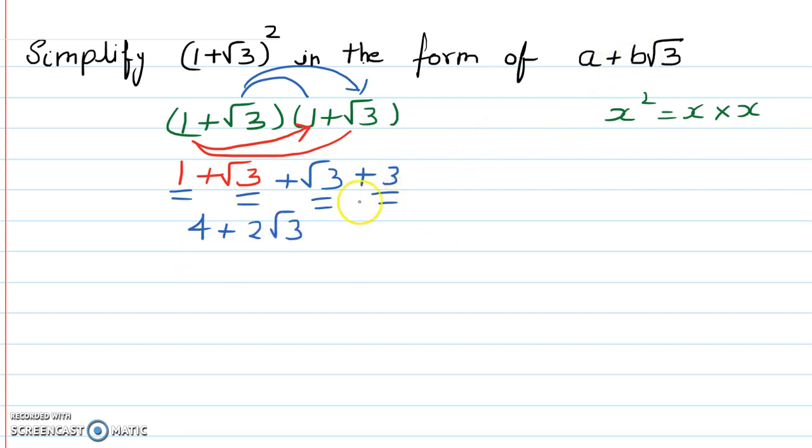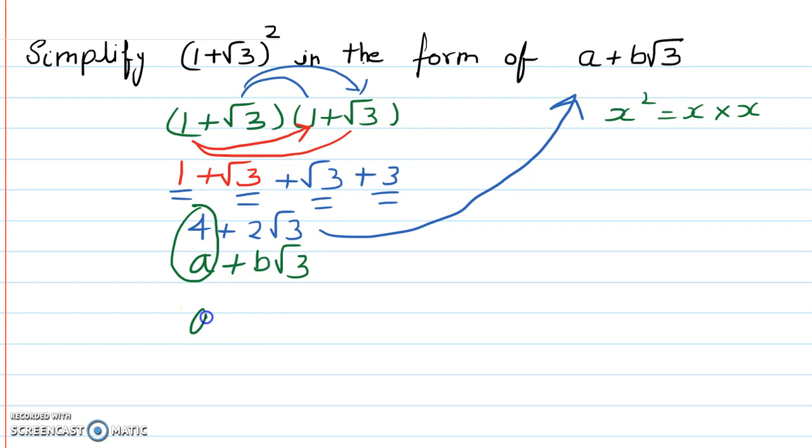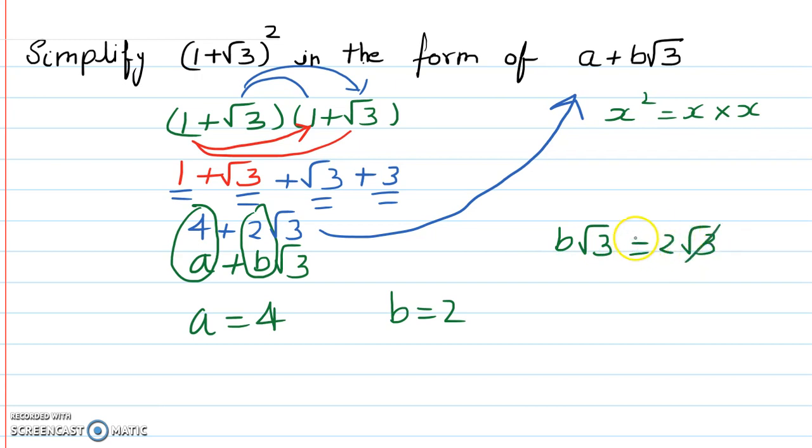So if you compare this with a plus b root 3, let's write down here a plus b root 3. So a we got 4 and b we got 2. And root 3 will be cancelled out, and you can do it like this as well, like b root 3 is equal to 2 root 3. So root 3 cancels, so b we got 2. So either way you can do it.